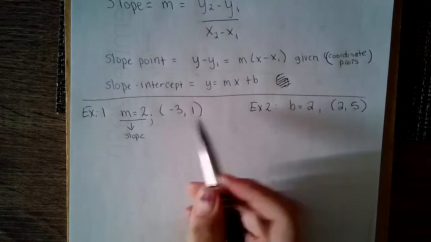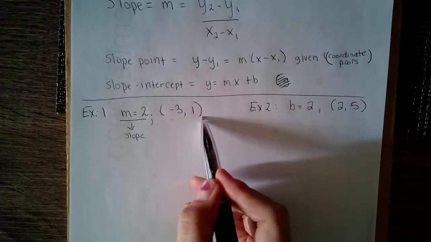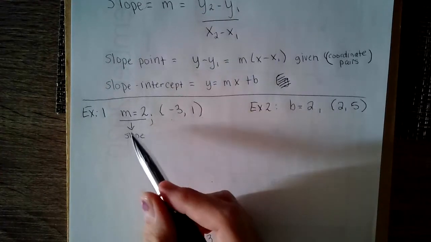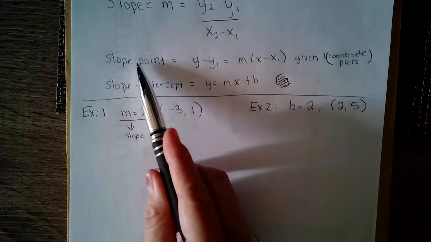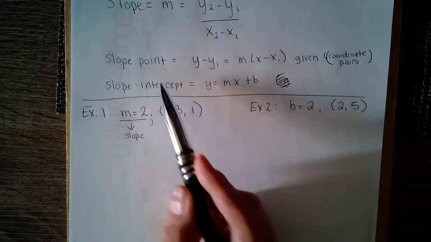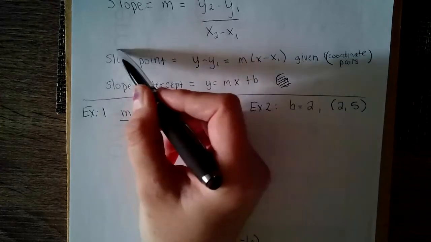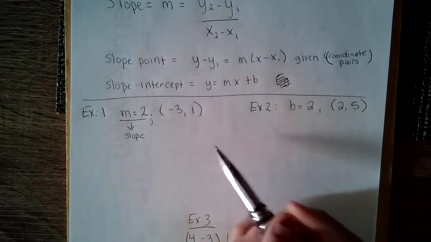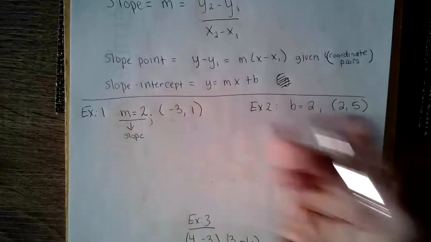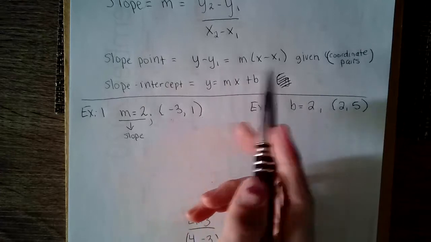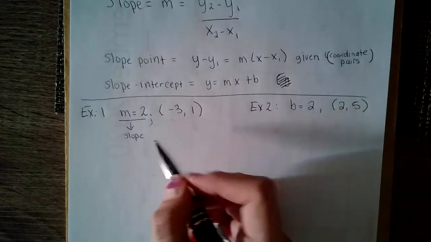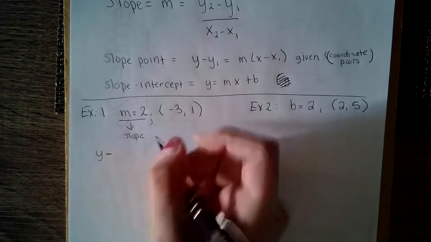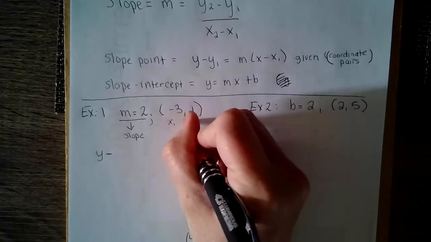So in this situation, we've been given an x and a y, and we've been given the slope. And so because we've been given a slope and a point, we're going to go ahead and use the slope point formula. So all I need to do is plug this in or substitute this into this equation. So I'm going to take y, because this is x1 and this is y1.